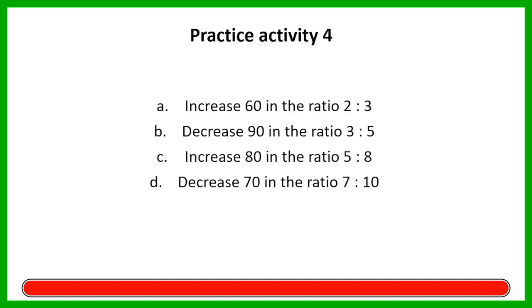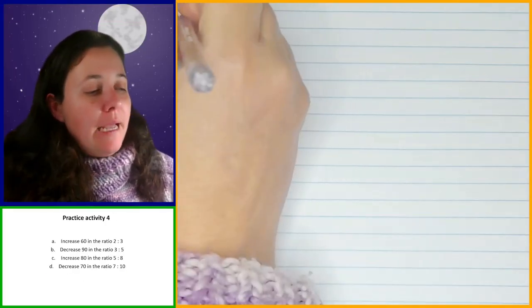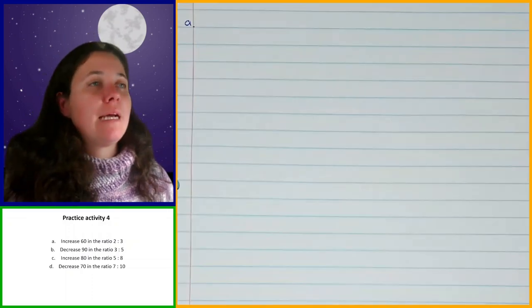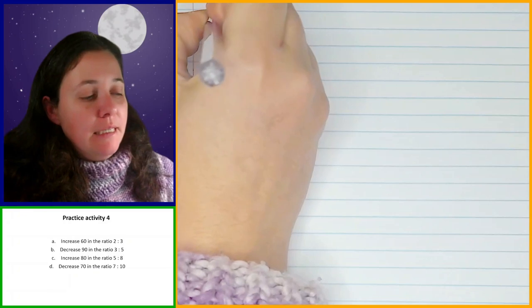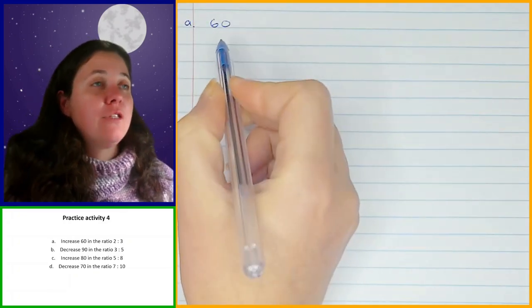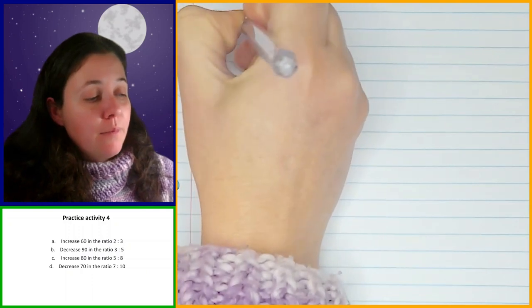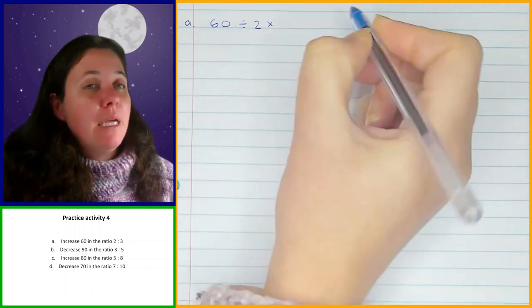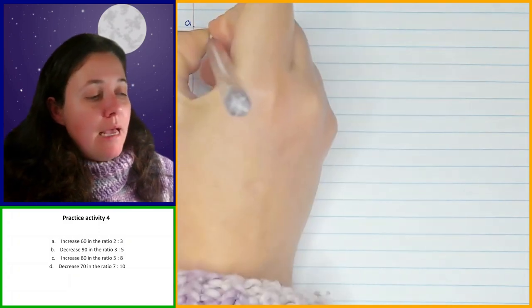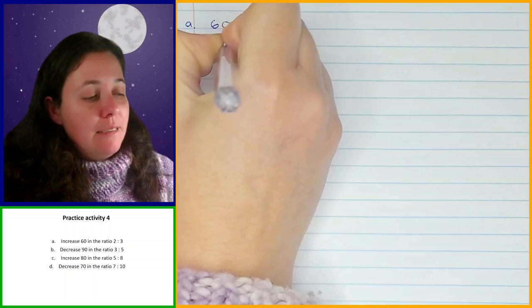Okay, so you should be finished with that question now. So let's go through each of those. For A, you had to increase 60 in the ratio 2 to 3. So we take 60 and, because we're increasing, we're going to divide by the smaller number, which is 2, and we're going to multiply by the bigger number, which is 3. And that gives you 60 divided by 2 is 30, times 3 is 90.